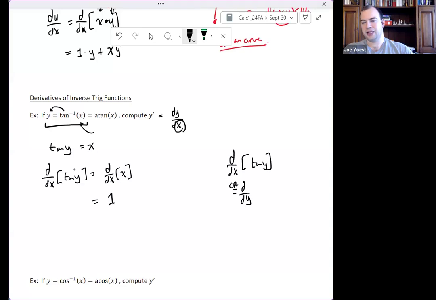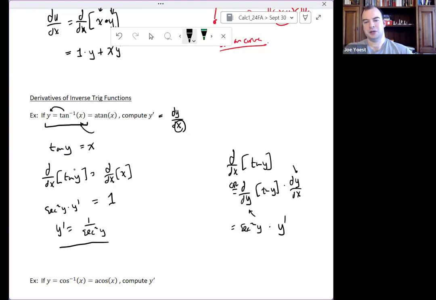This is d by dy of tan y. That's what I would really like to do, times dy dx. That's what our chain rule lets us do, effectively switch the variable of differentiation. But d by dy of tan y is just secant squared y, and dy dx is just y prime. And at this point, I can solve and get y prime equals 1 over secant squared y.